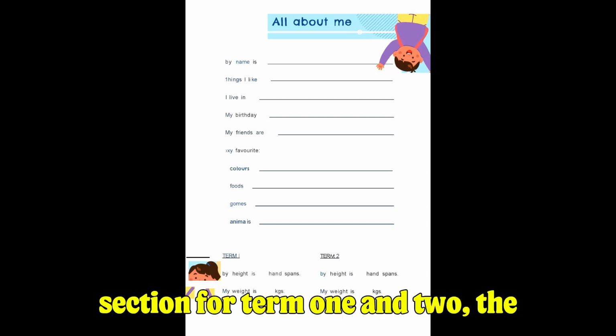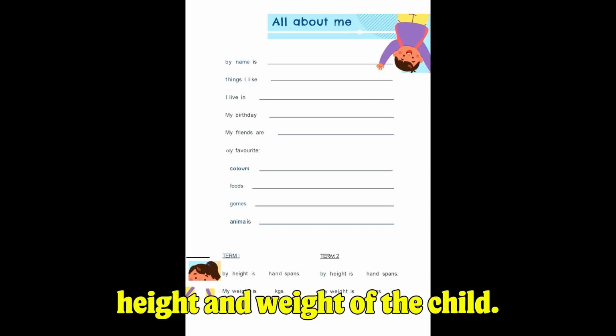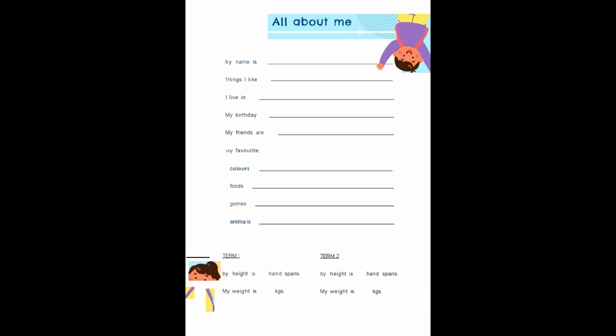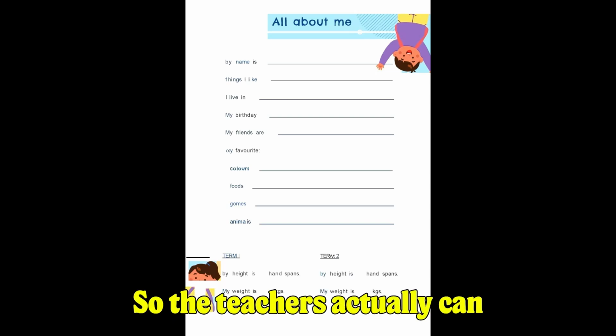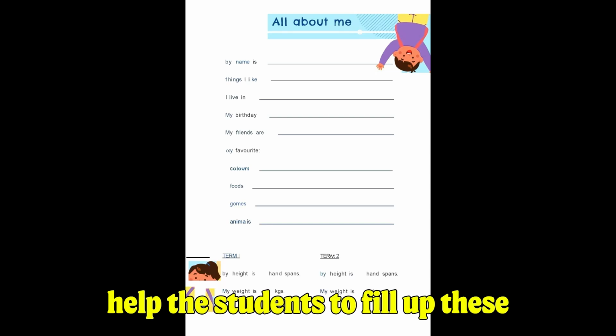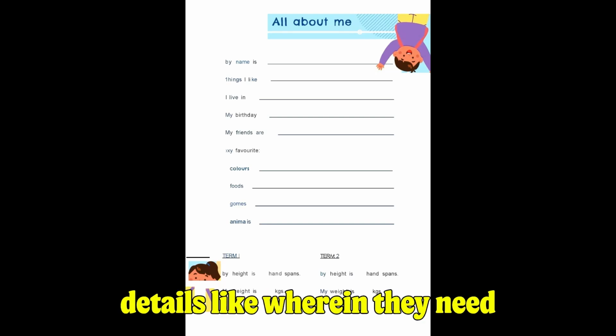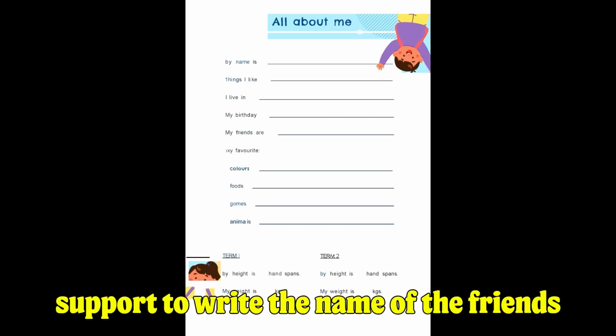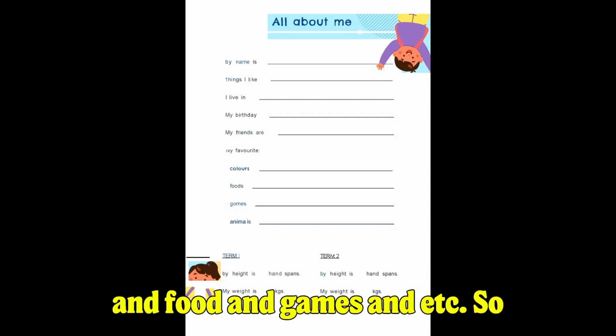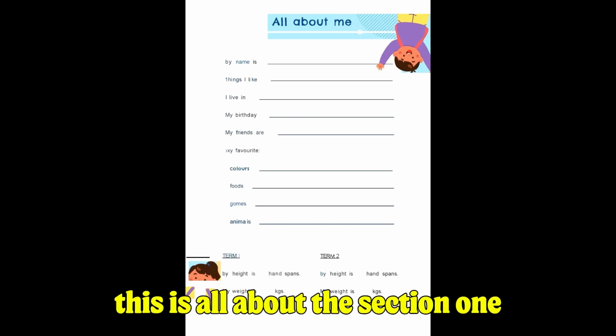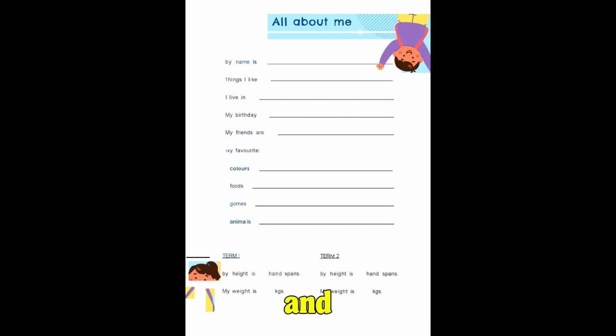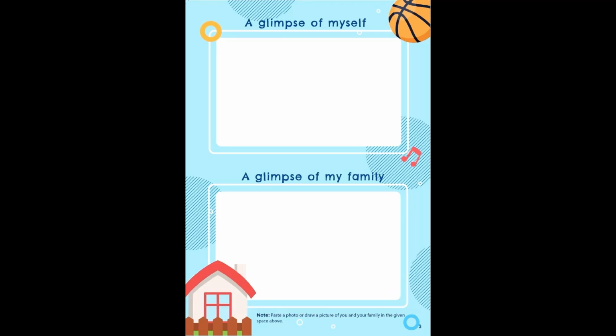And it also has a section for term 1 and 2, the height and weight of the child. The teachers can help the students fill up these details, wherein they need support to write the names of friends and food and games and so on. So this is all about section 1, and let us move on to section 2.